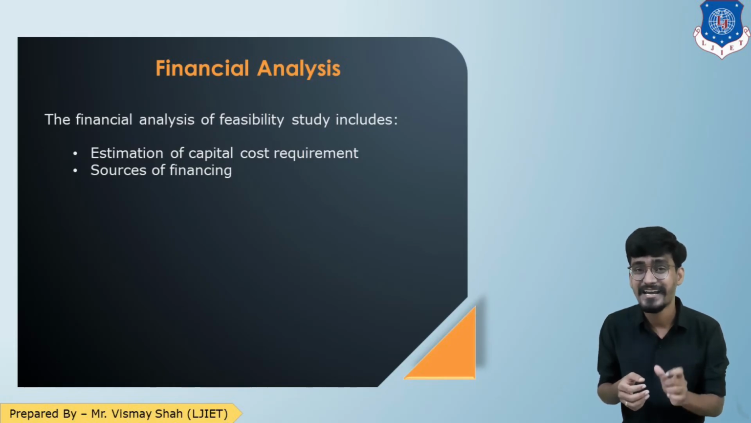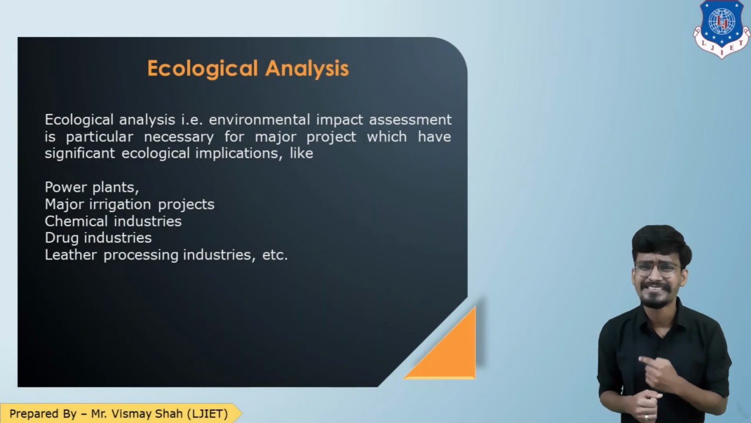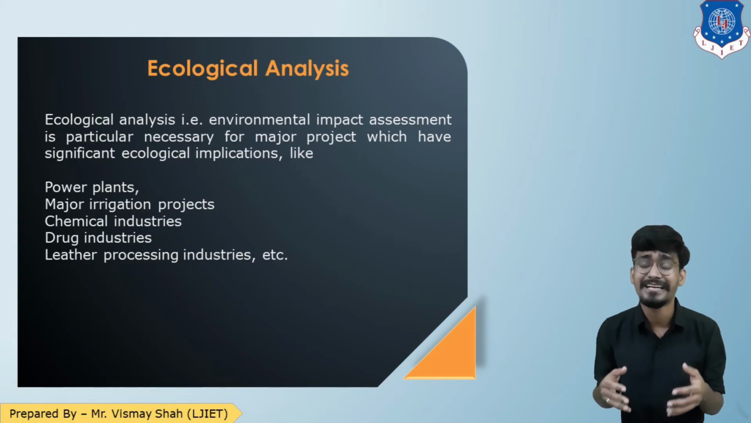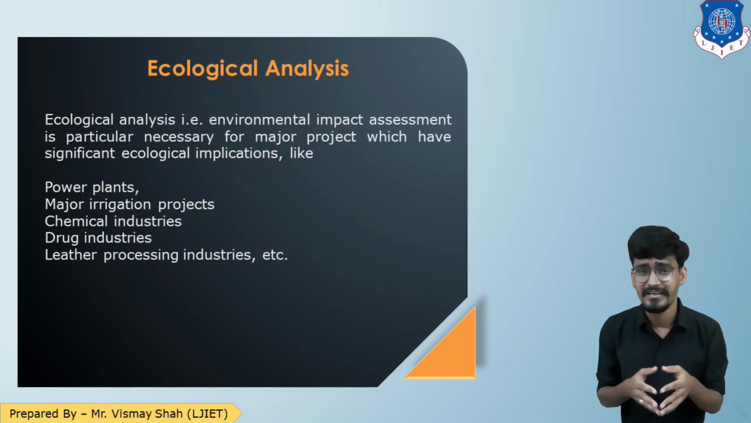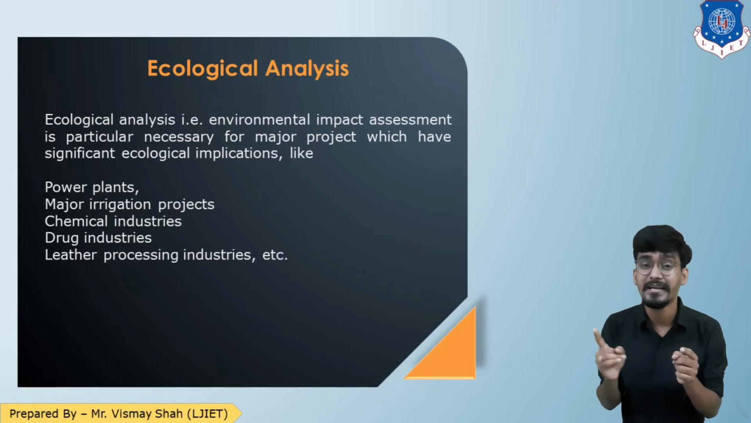And the last stage is ecological analysis. Let us see. Ecological analysis means the environmental impact assessment which is done on major projects such as power plants, major irrigation projects, chemical industries, drug industries, etc. On this kind of project, ecological assessments are done and certain government approvals should be taken. So this is what we do in the briefing stage while making the feasibility report. I hope we are very much clear.